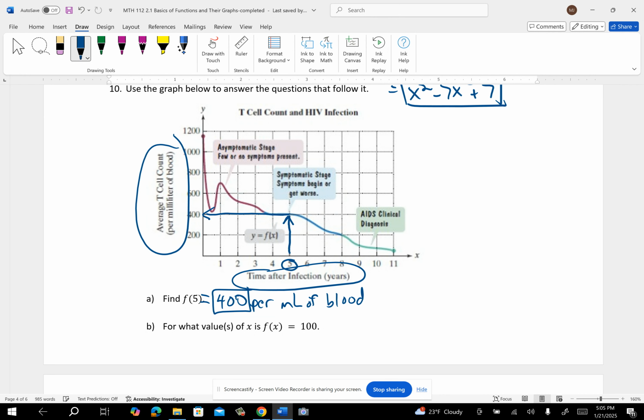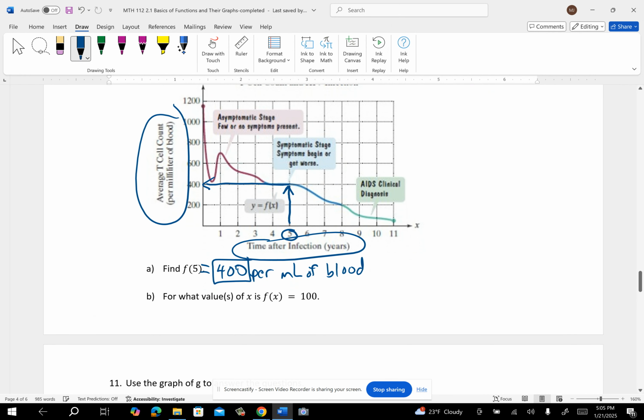Okay? Now this one is kind of the reverse question. It said, you know, when would the T cell count be 100? See, this right here is years, isn't it? It's the time since the infection, because that's the input, that's the x value. Okay? This right here is saying that the output is 100. This is the output, which is the T cell count per milliliter of blood. See, they're giving you the output and asking you for the input.